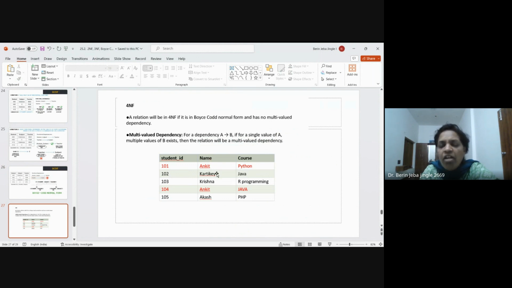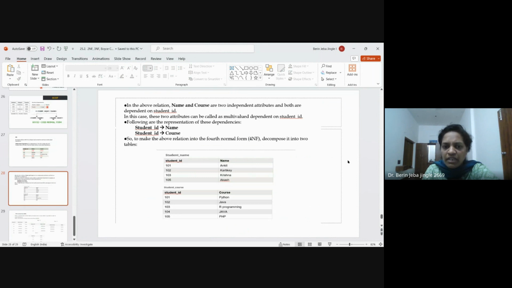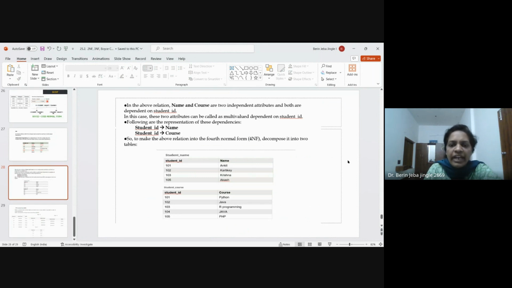This must be eliminated. So what will you do? You have to split this table into two. One table contains student ID and name. Another table contains student ID and course. So this is how we are achieving the 4NF. See, student ID and name, student ID and course.